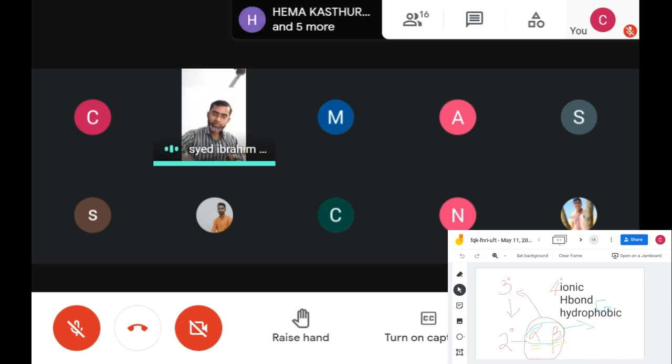If you alter the pH, it may affect the formation of the salt bridge, so it depends upon the pKa value. These are the important features of the ionic interaction or salt bridge. So the second thing is hydrogen bonding.